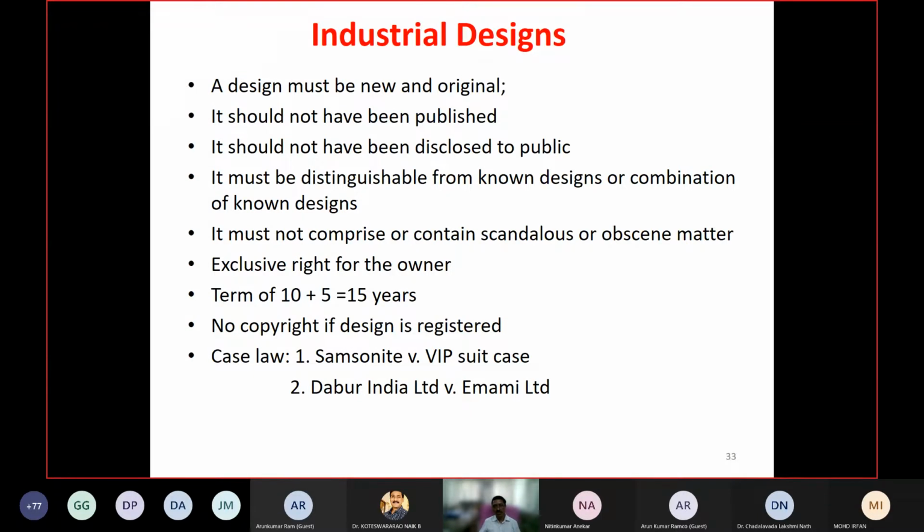So the VIP guys saw the marketability potential of that new product in the market. They copied it and started selling in the market. And their outlet Vijay Sales was selling it in the market. So Samsonite filed a case against Vijay Sales and the VIP suitcase manufacturing company, saying that it's infringement of industrial property.